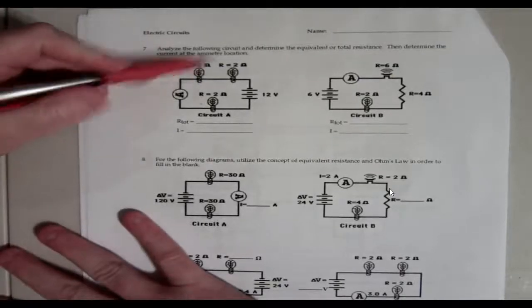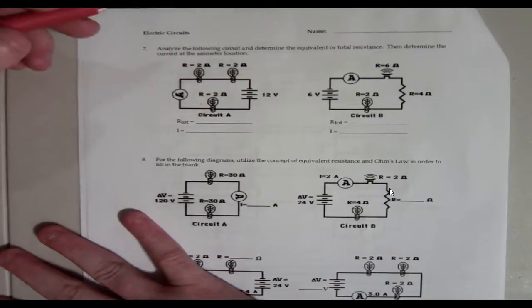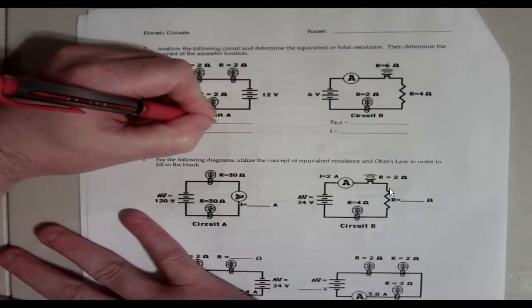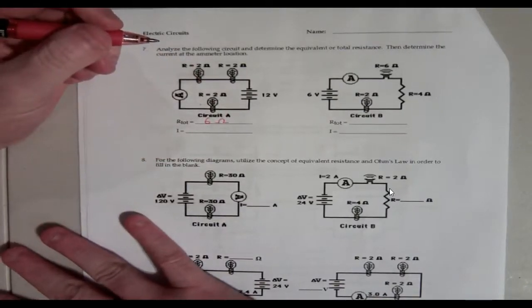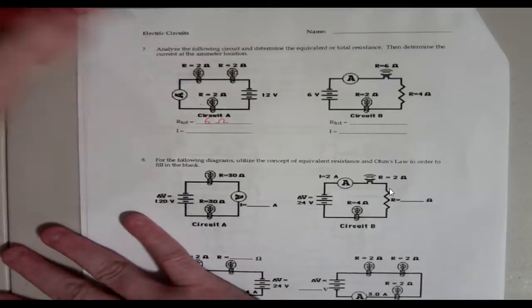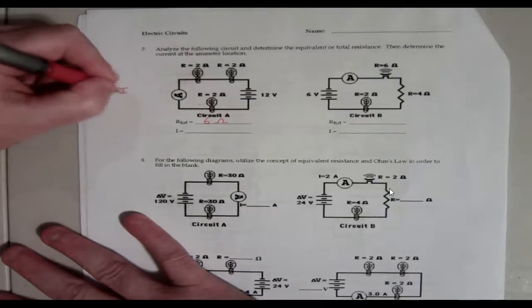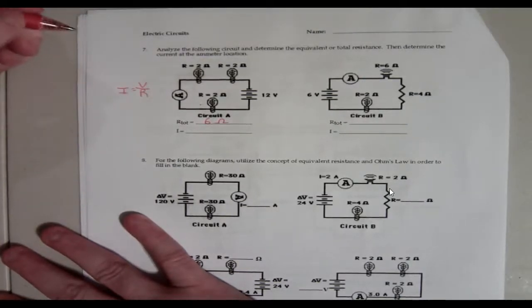Okay, so step 1, let's do the total resistance. 2 plus 2 plus 2. 6, right? Easy. Let's do our little horseshoe sign. Okay, current. Let's do our formula for current. I equals voltage divided by resistance.